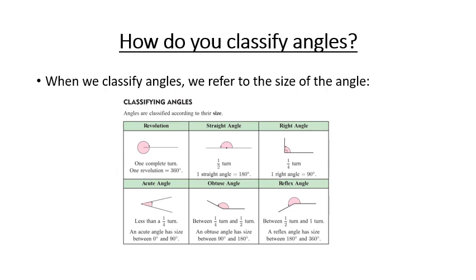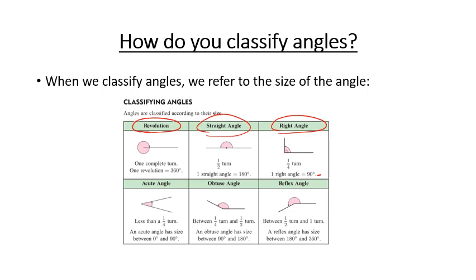Okay, so we can see here that a full circle or a full rotation, or 360-degree rotation, would be called a revolution. We know that a straight line or a straight angle has 180 degrees, so anything that's got 180 degrees is a straight line or straight angle. And a right angle, we know, has 90 degrees. So a 90-degree angle is called a right angle.